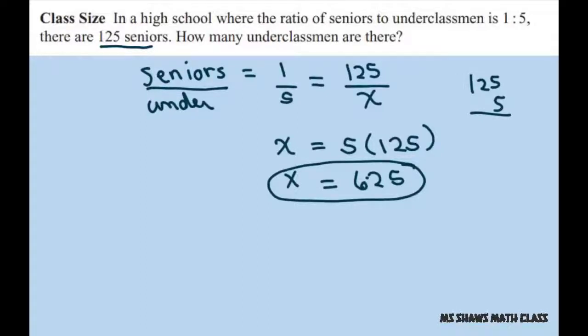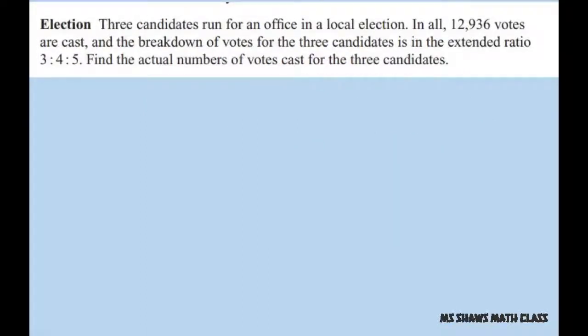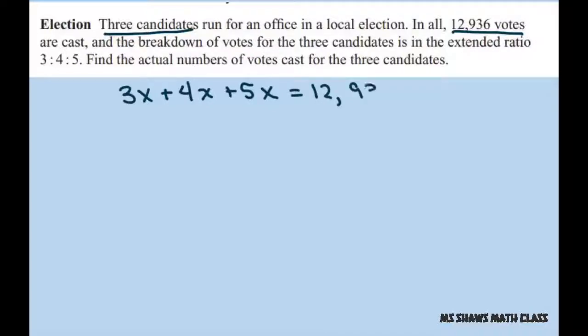And the last one says, 3 candidates run for an office in a local election. Here's your total votes. The breakdown of the votes for the 3 candidates is in the extended ratio of 3 to 4 to 5. There's 3 candidates. Find the actual number of votes cast for the 3 candidates. So what we're going to do is write 3x plus 4x plus 5x equals 12,936.